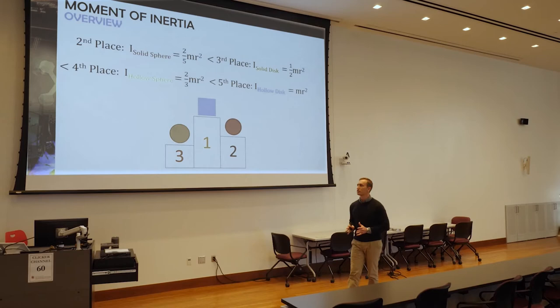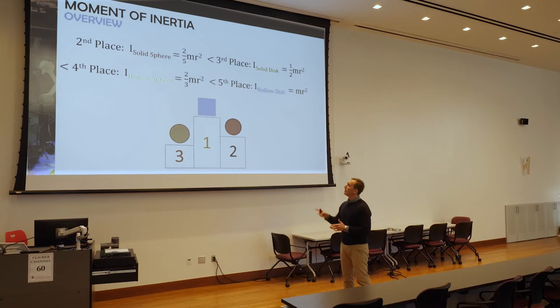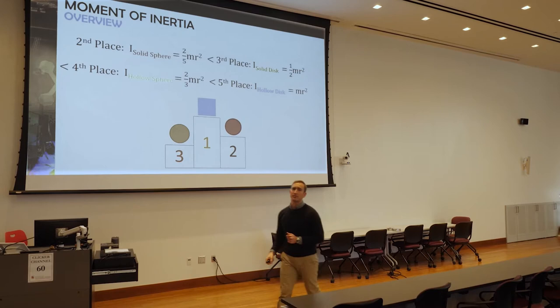So the I of a hollow sphere has 2/3 mr squared, which is more than our third place sphere, but less than our fifth place sphere or shape.